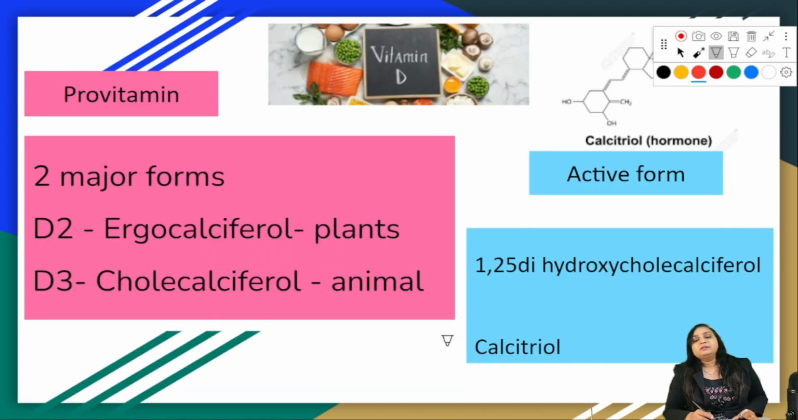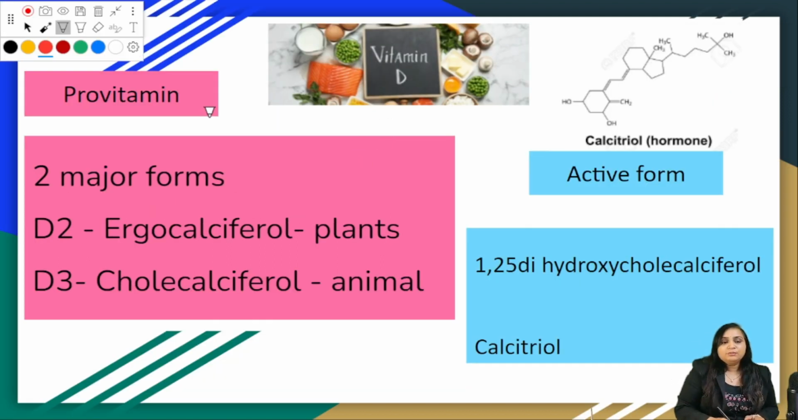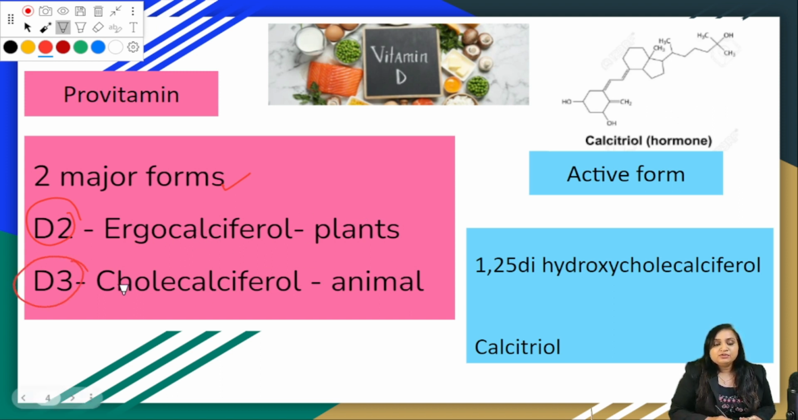So if you see vitamin D, the provitamin form of vitamin D has 2 major forms, that is D2, which comes from the plant, ergocalciferol, and D3, which is of animal source, that is called cholecalciferol, while the active form is called 1,25 dihydroxy cholecalciferol, which is called calcitriol because it has 3 OH rings.